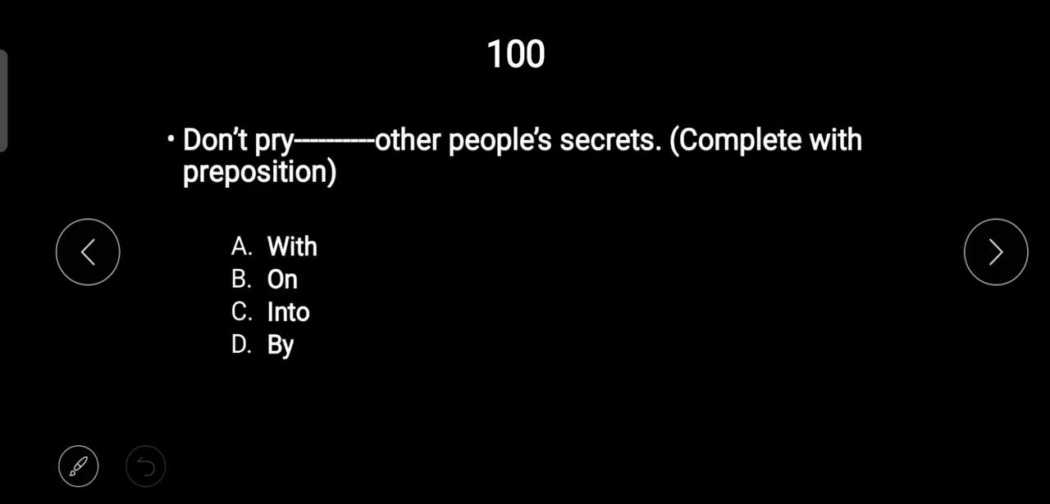Last question, 100th question, is actually from the preposition part. Actually, I somehow missed this question when I was doing that grammar part. Anyway, the question is, don't pry dash other people's secrets. Don't pry with, on, into, or by. Yeah, answer is into. That's for today.